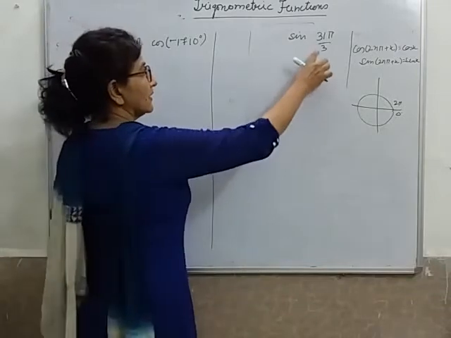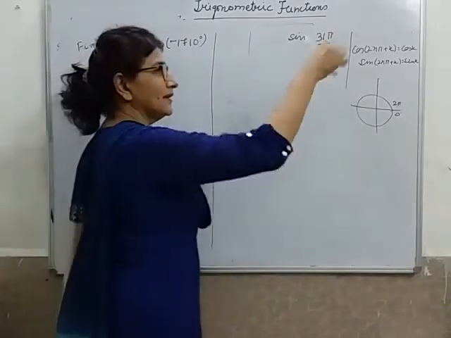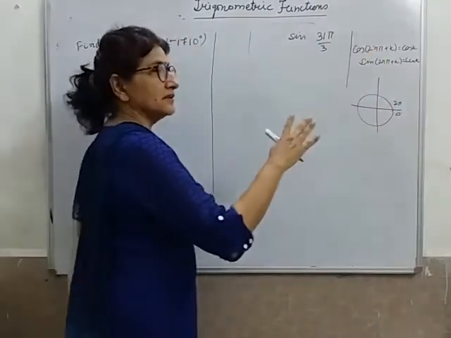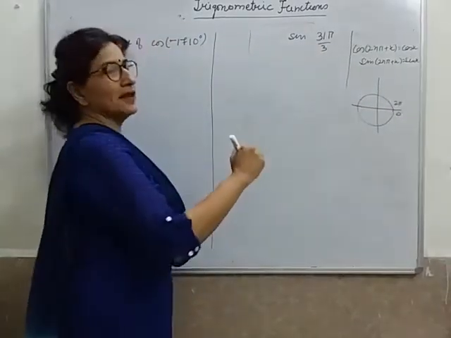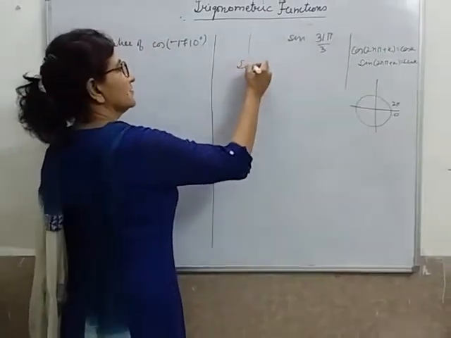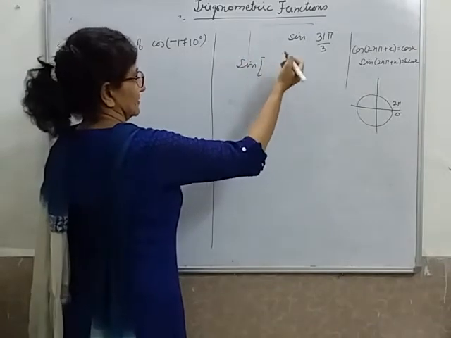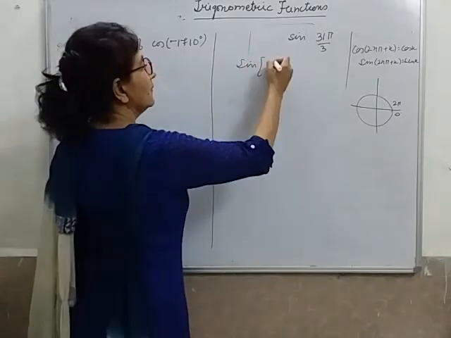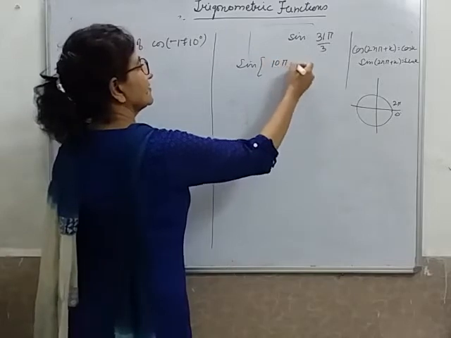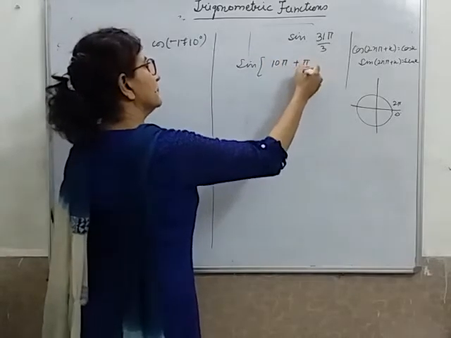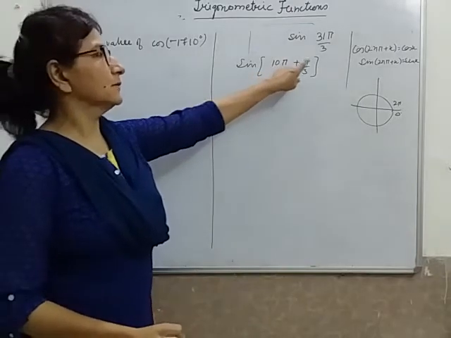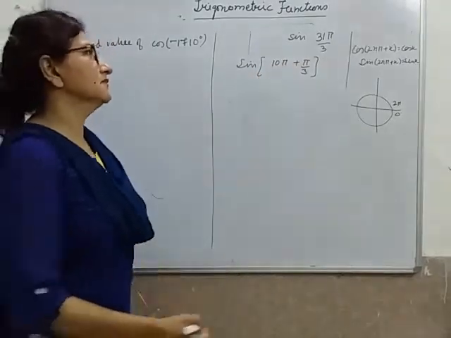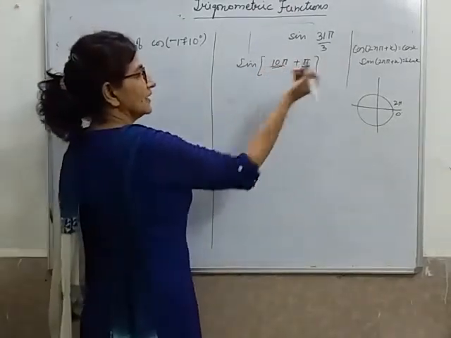Now, when the angles are very large, we see how many rotations this angle has completed. That can be considered as 0. Here you will have to apply your brain. It's just common sense. I cannot give you an exact rule. So can I write it as 10 pi plus pi by 3? 30 plus 1, 31 pi. So this is again equal to 0.